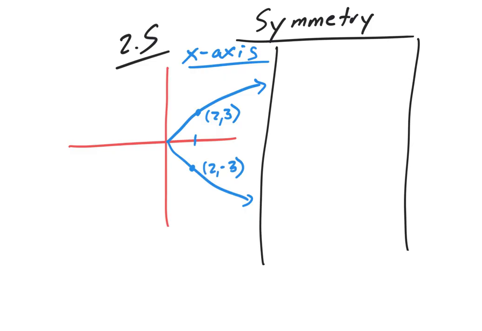And so when something is reflected over the x-axis or has a symmetry of the x-axis, then the y values will be opposite. It'll have the opposite y value. The x value will be the same, but the y value will be the opposite.